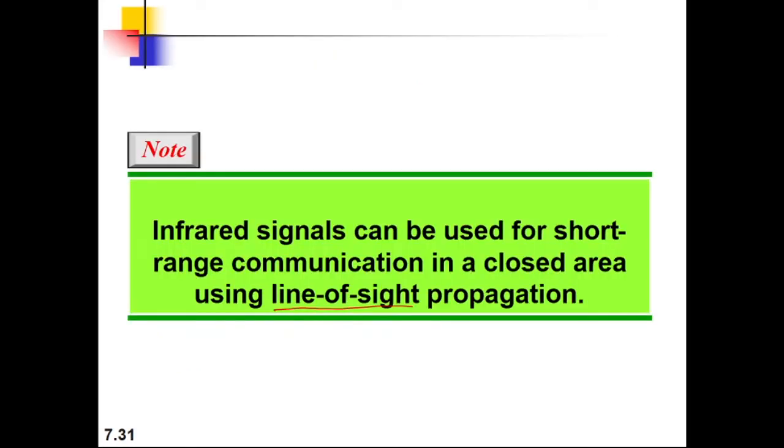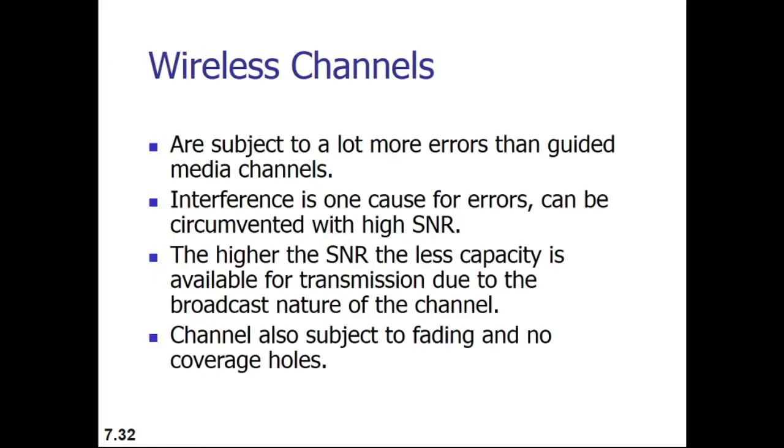So the infrared channel is for very short distance. This is short range communication, which means this type of signal can be used in our nearest area, not far distance, and there is line of sight propagation.